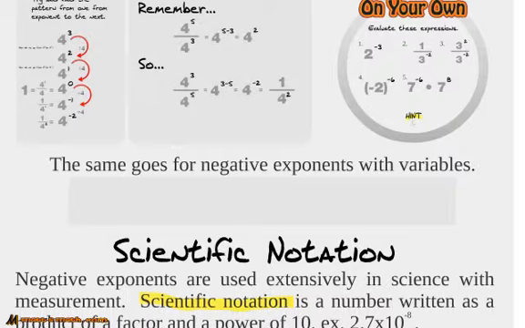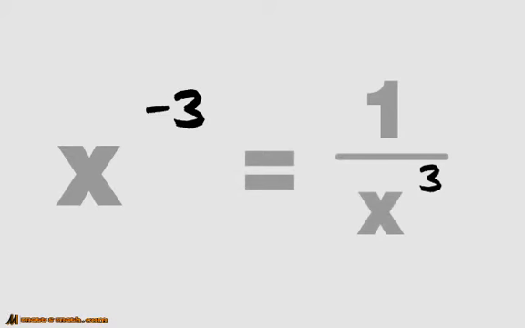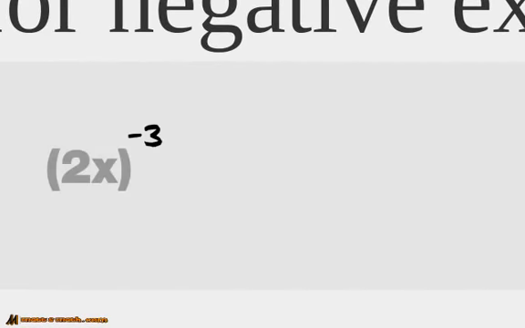Well, the same goes for negative exponents with variables. The same pattern arises. So if you notice, if you got x to the negative 3, what's going to happen is you just put a 1 over it, get rid of the negative, and it becomes 1 over x to the 3rd. Not bad, huh? All right, look at this one.